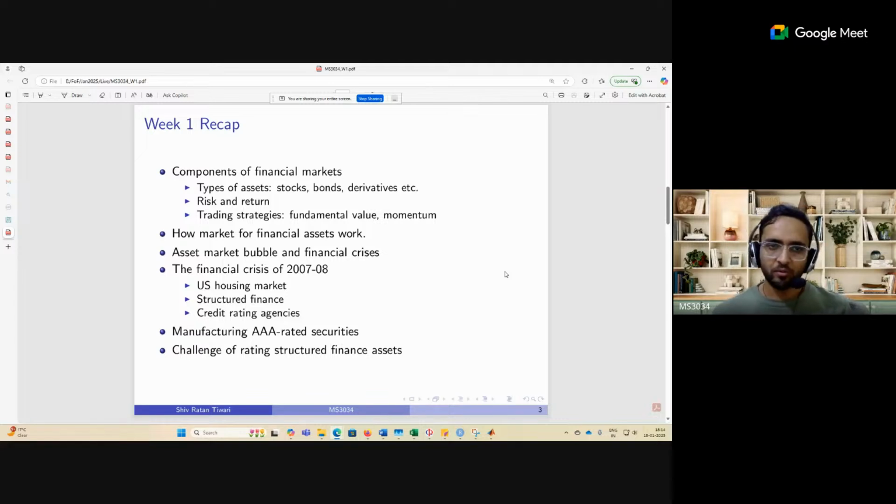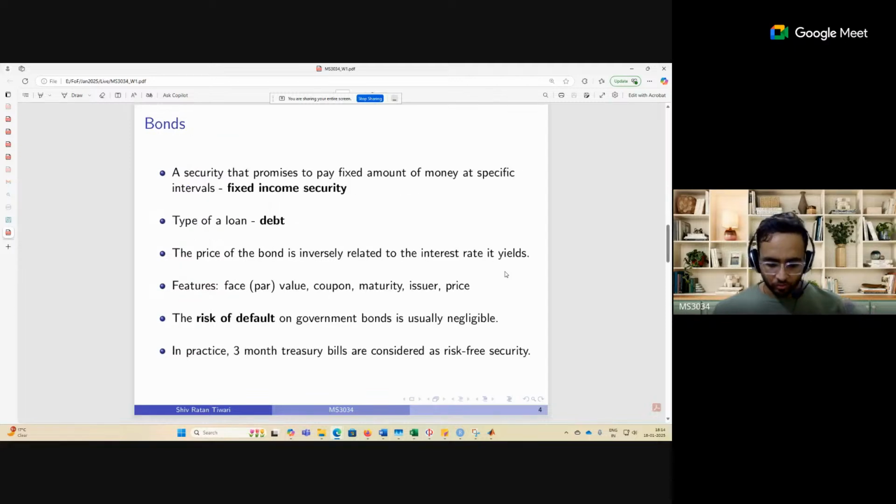Now I would like to touch briefly on two things, one is bonds and the second is stocks, because we will be going again and again to these two types of financial assets. So first, let's discuss bonds. What is a bond?